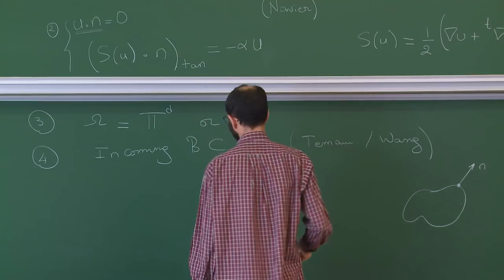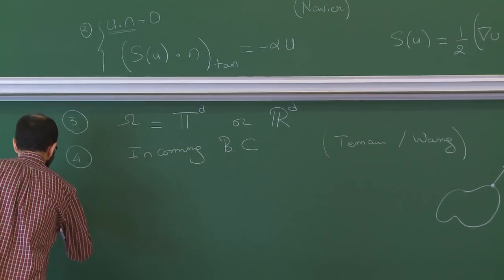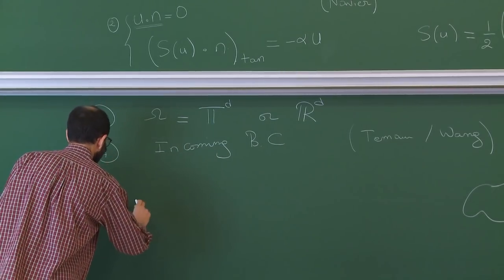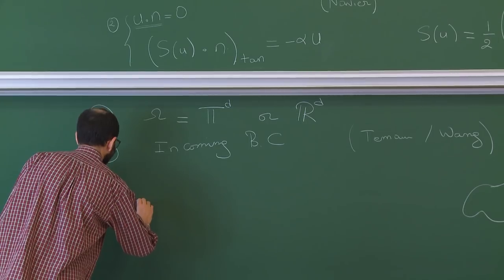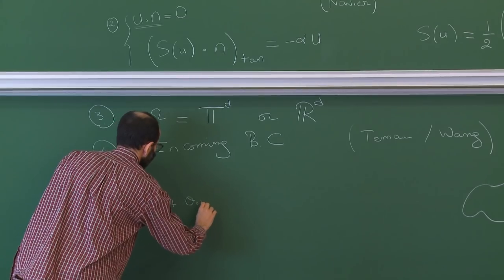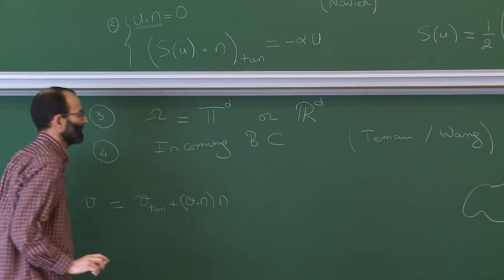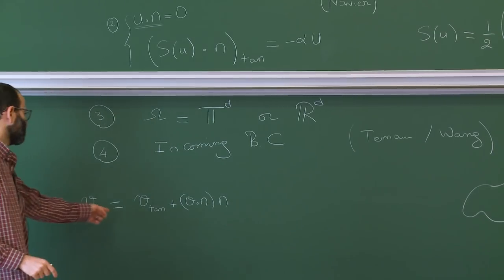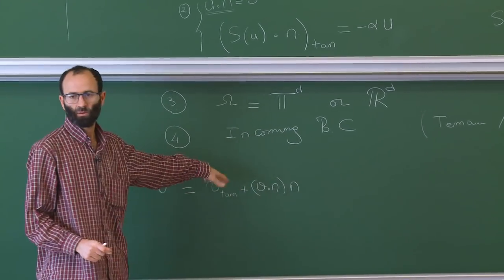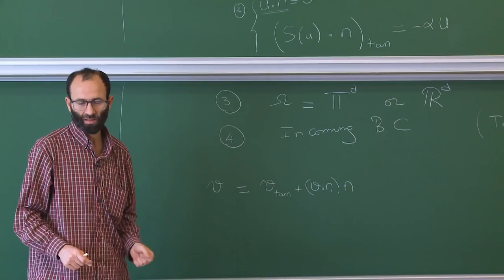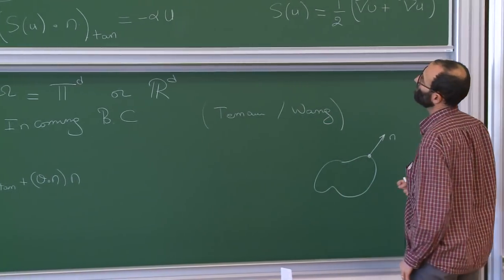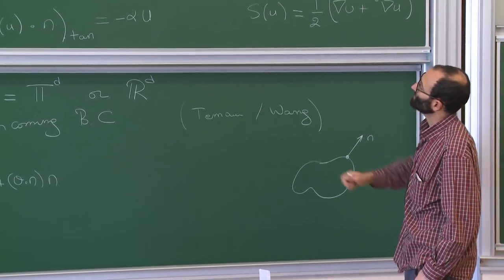So, for instance, if you have a vector v on the boundary, you can always write it as v tangential plus (v·n)n. Okay, so you are just projecting to the tangential part. And of course, this works whether you are in two or three dimensions or even in any dimension. Okay, so more or less, this is the setup.